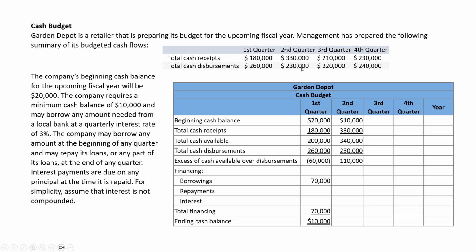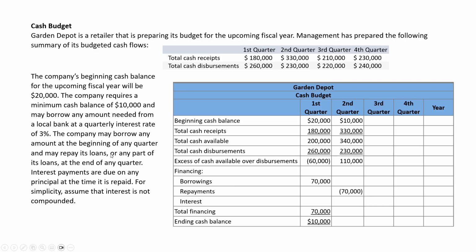Our spending is a bit less than we had in the first quarter. It's only $230,000. Subtract that from our $340,000 in cash available, and that gives us an excess of cash available over disbursements of $110,000. So this is good news. We're finally having our cash come in. Since we have more cash than we need, we can go ahead and make a repayment of our loan. Notice I'm not listing it under our borrowing. Under financing, I'm listing it as a repayment.